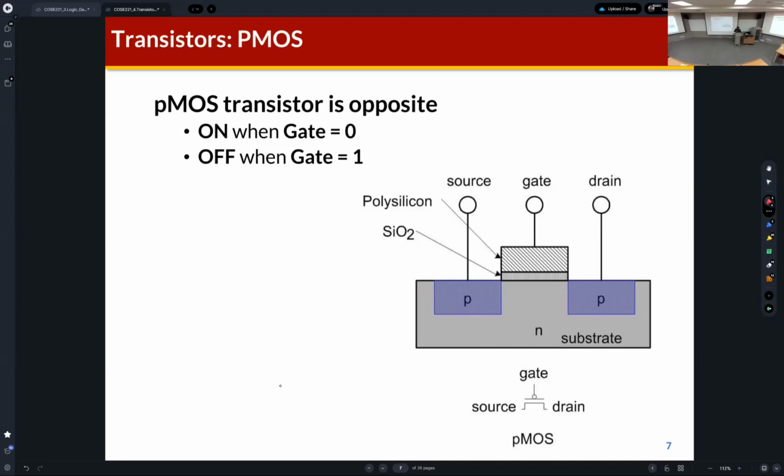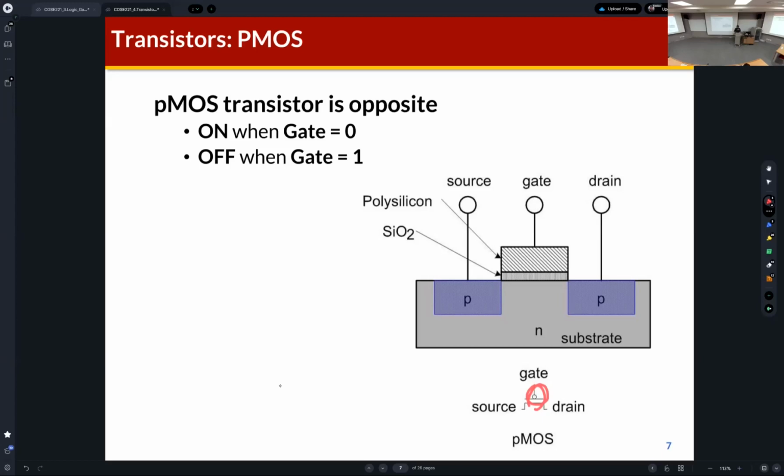If we just see the symbol of the PMOS transistor, what is different? The only difference is, what is it? The different point is the bubble. And I explained that in a digital circuit, the bubble represents inversion, right?